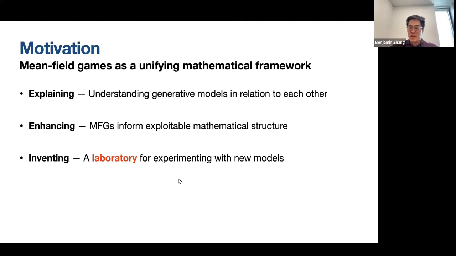They're very amorphous, right? But the mean field games will inform what the neural net should look like, in effect. So we'll explore that a little bit as well. But once we put everything in a unifying mathematical framework, then it's a very natural way to just look at this framework and start playing around with things. So we can start inventing new generative models. So this creates a laboratory for experimenting with new models. Okay.